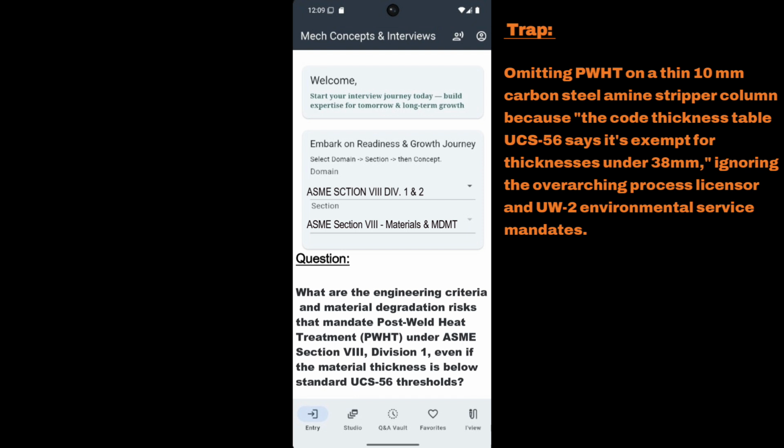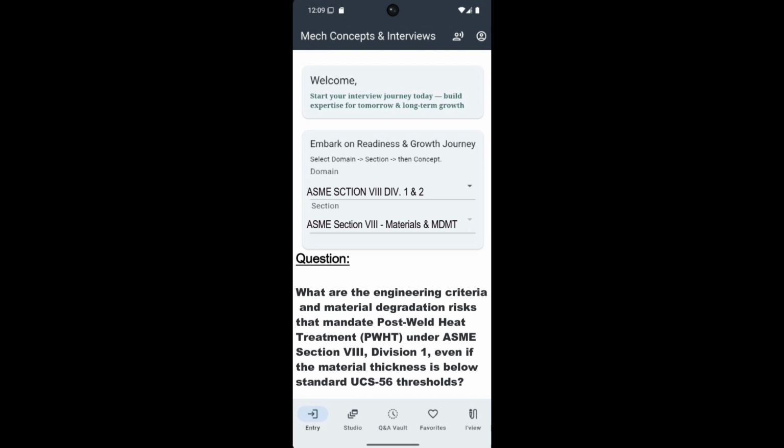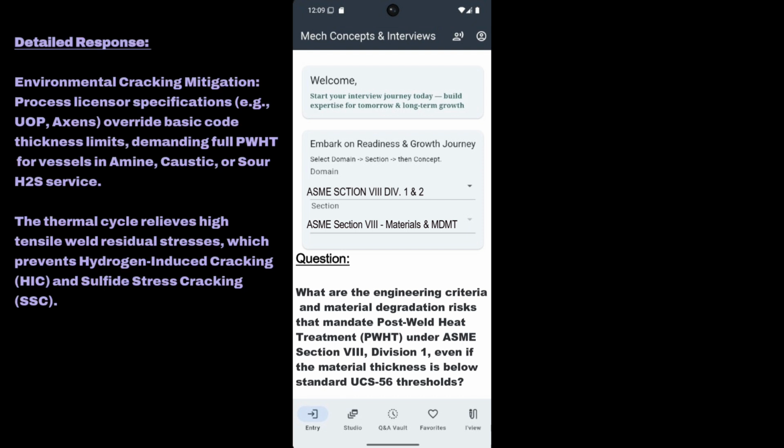How do you correct them? I reject the design package immediately, and I pull their engineering team into a review because their logic completely ignores the overarching process chemistry. It's a fundamental misunderstanding. Exactly. They have fallen into the trap of blindly following general mechanical tables while ignoring service-driven chemical mandates. Process licensor specifications, such as those from UOP, Axens, or NSE, completely override the basic mechanical code limits.